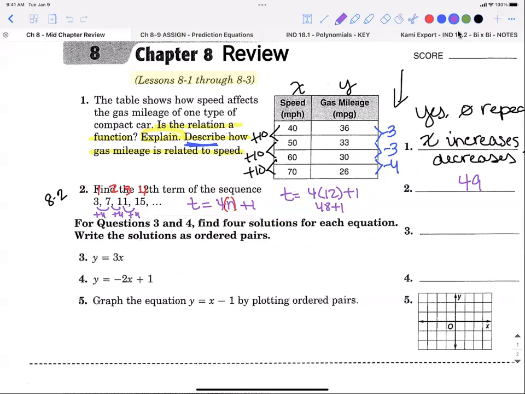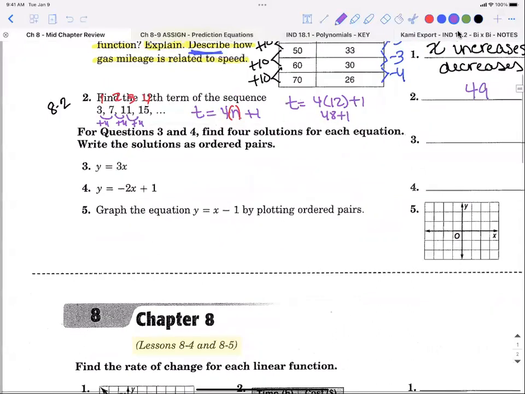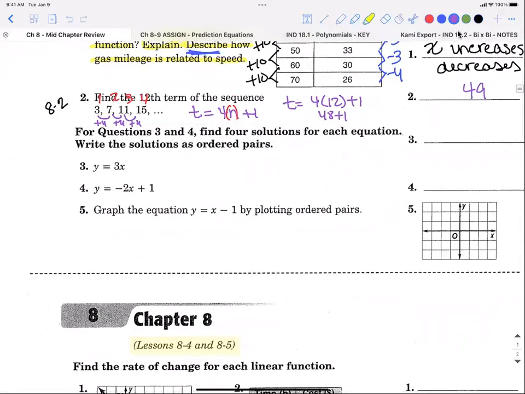All right. Okay, I'm not going to work these. You guys should know how to do these. It says in the directions, find 4 solutions, write your solutions as ordered pairs. So if you did a box or a T-chart, I don't care. It doesn't matter to me which way you did it. But what I would do for the first one, number 3 here, I would do an XY table. Just pick 4.